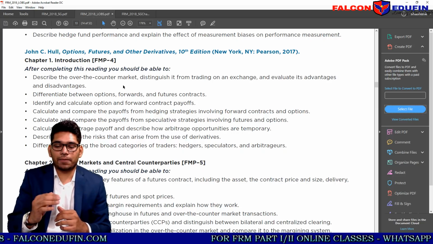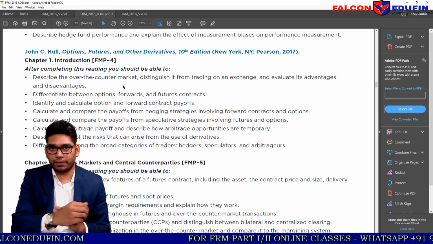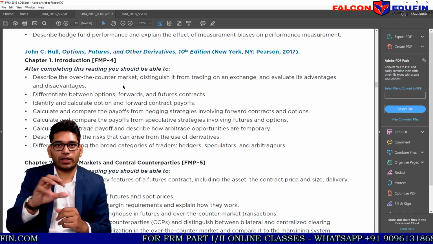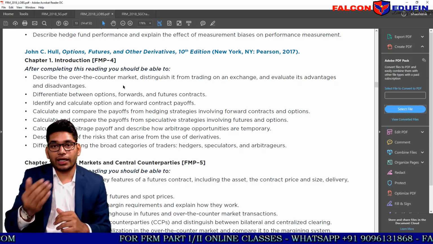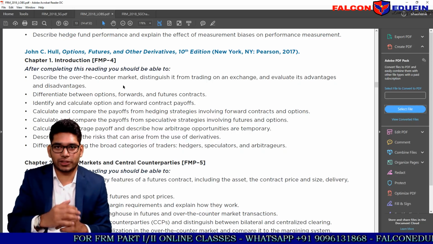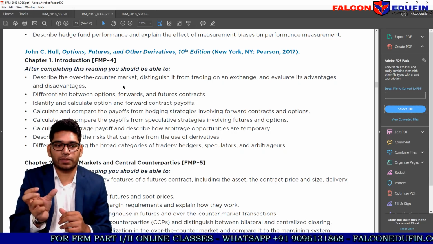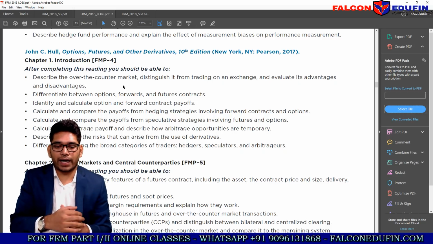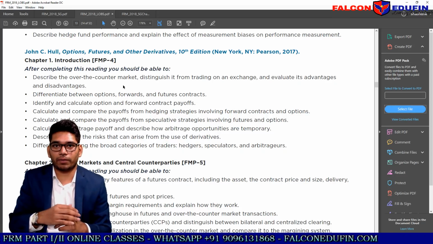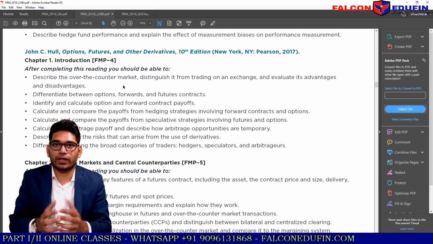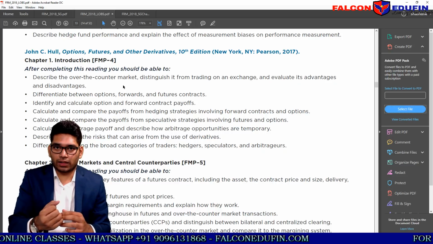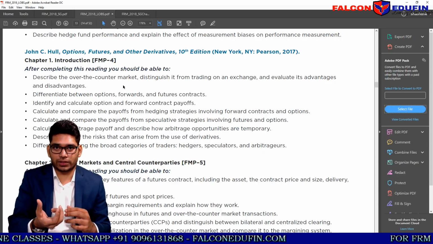Meaning, if GARP says describe this particular concept, you will get a question based somewhere on the description of that concept. If GARP's learning objective is calculate, say for example, calculate the futures price, or rather, not the futures price, sorry, calculate the forward price, then you are more likely to get a question on the calculation of the forward price, or you need to learn how to calculate the forward price. So this is how the system works: first the study guide, then the learning objectives.